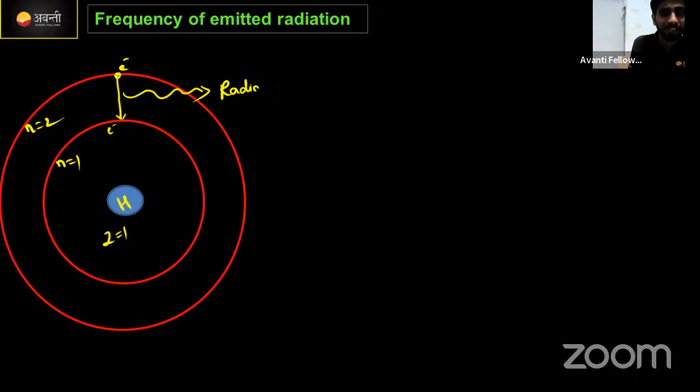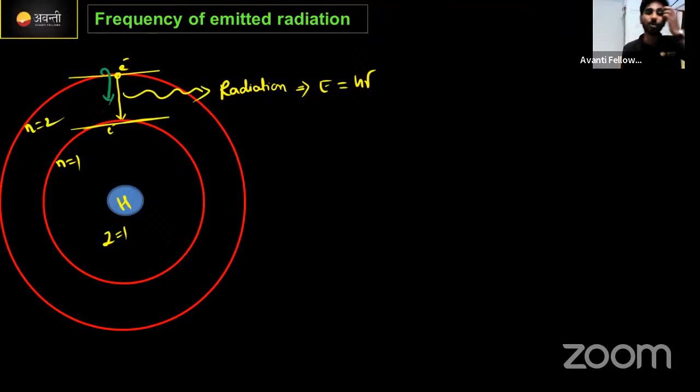Radiation has energy, right? Energy value will be h nu. Clear what I am saying? This is the excited energy state, this is the ground energy state. When it is jumping from a higher energy state to a lower energy state, it exhibits the energy in terms of radiation. Correct? Okay.